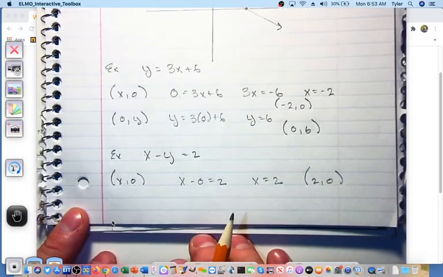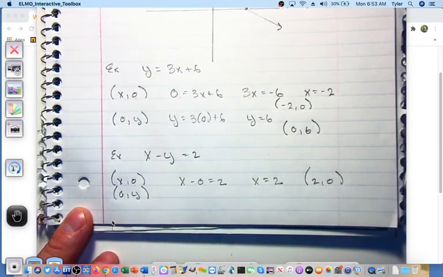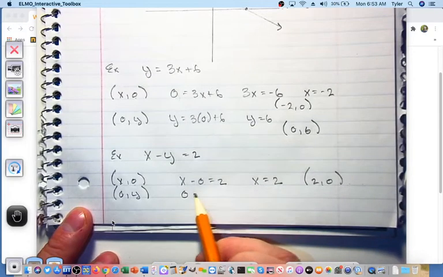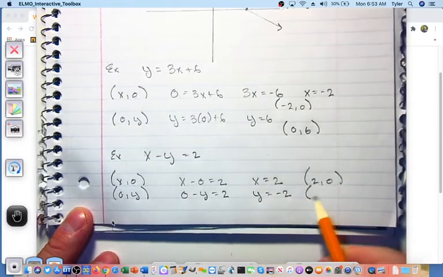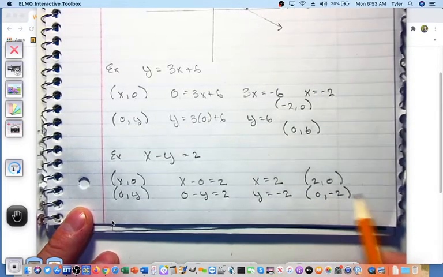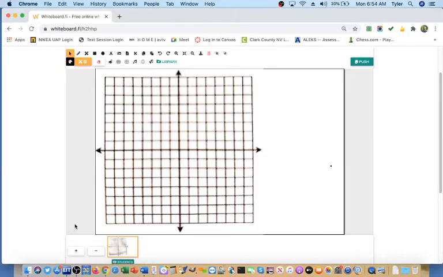Let's do the same thing, but we're going to substitute a 0 in for x to discover my y-intercept. So this is going to be 0 minus y is equal to 2, which means y is equal to negative 2. So my other coordinate is going to be (0, negative 2), which I can go ahead and graph. So let's do that together. If I substitute in, I can graph first of all my (2, 0) and (0, negative 2). There's the graph of this line.